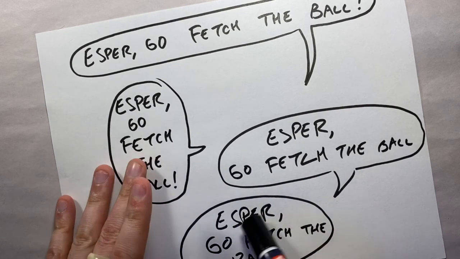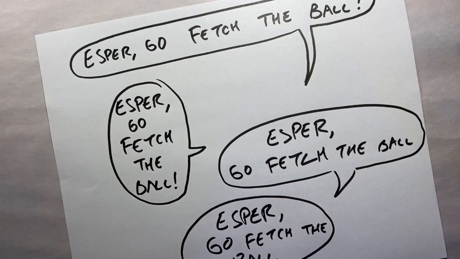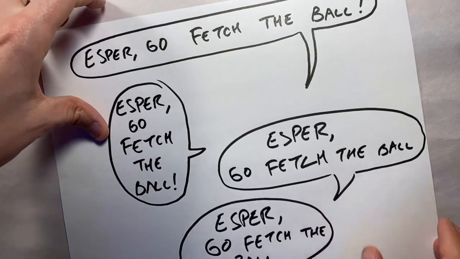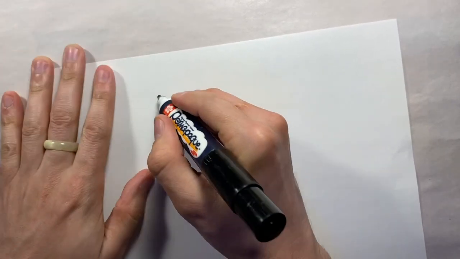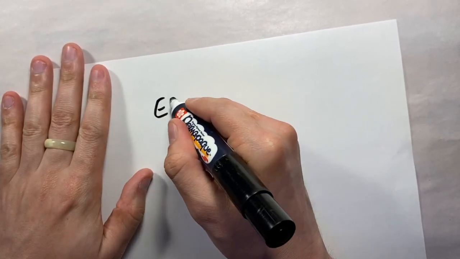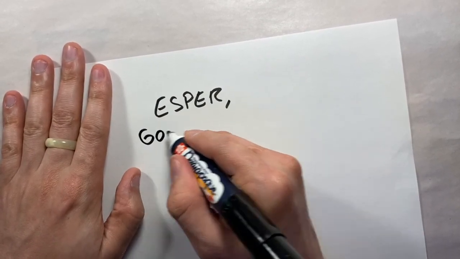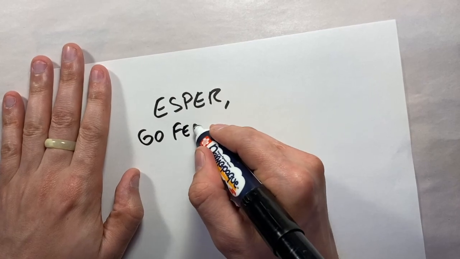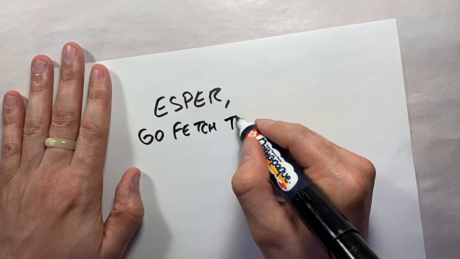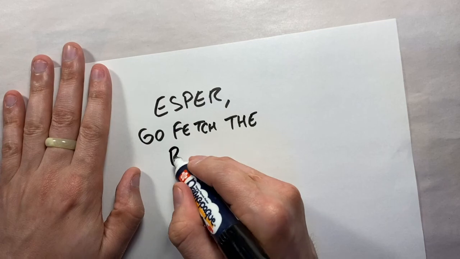So why is this one the easiest one to go with? So that is using a diamond method here. Let me get another sheet of paper. That allows the word balloon to have a good amount of padding around the side. So let me just write this one more time here. Esper, go fetch the ball.